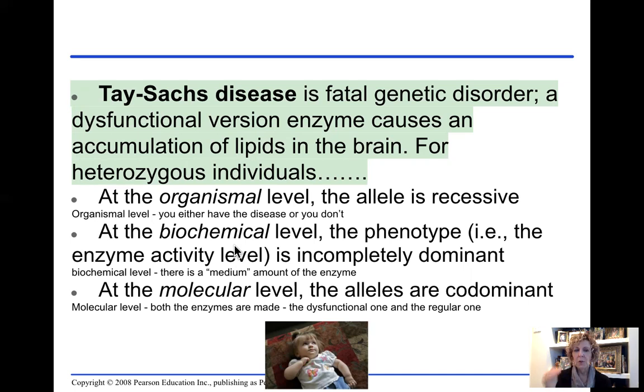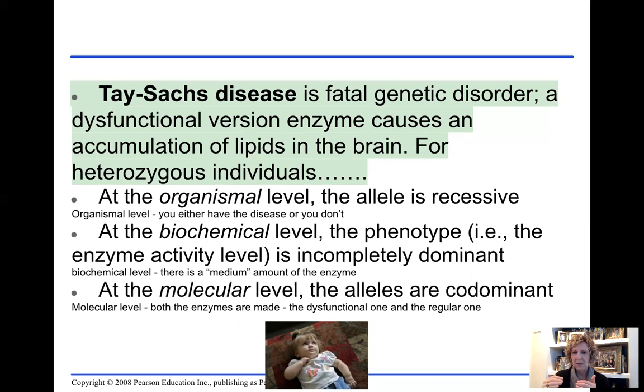If you look at the enzyme level, at how much of this enzyme is there, it would be a medium amount in a heterozygous individual, because some of the enzyme would be made with the normal coding, and some would be made with the defective Tay-Sachs enzyme. At the biochemical level, if I measured the amounts, I would have both.